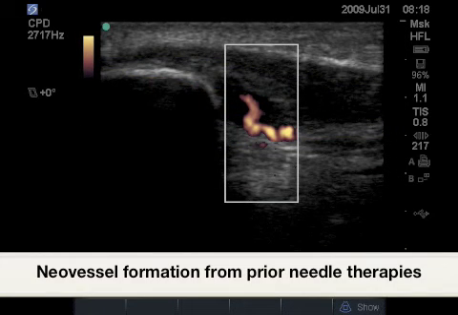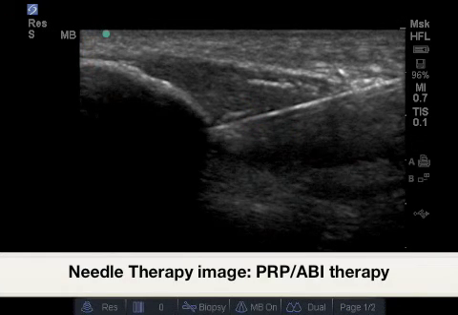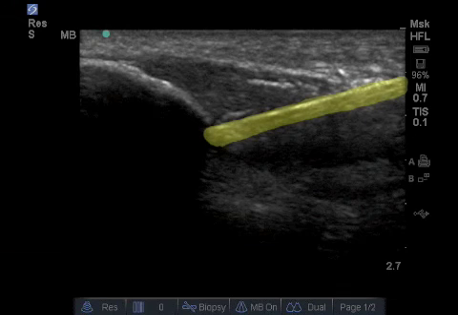Using power Doppler to this site also shows a large vascular presence that is not normally seen in the normal infrapatellar tendon. Here's an example of a needle coursing through this tendon, creating new paths for vascular formations, such as ABI therapies and PRP therapies.